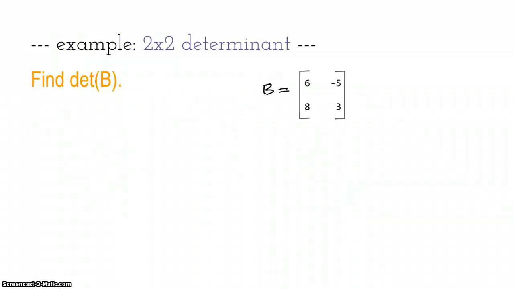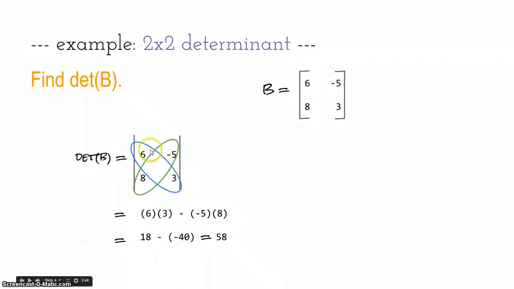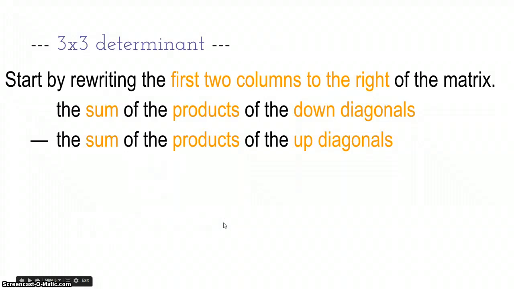Find the determinant of matrix B here. Matrix B is a 2 by 2. To do this, we're going to do the product of the down diagonal. We're going to do 6 times 3. That's 18. And we're going to subtract the product of the up diagonal. 8 times negative 5. Or negative 5 times 8. So we get 18 minus negative 40. And 18 minus negative 40, of course, becomes 18 plus 40, which is 58. So the determinant of this matrix is 58.